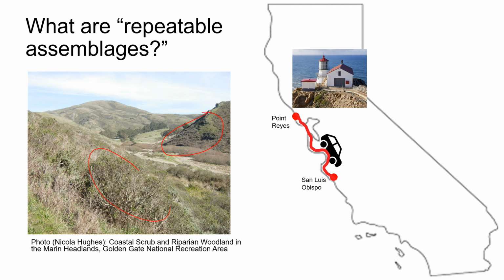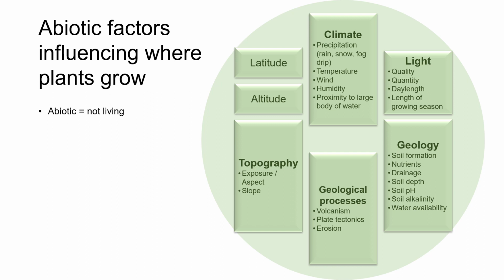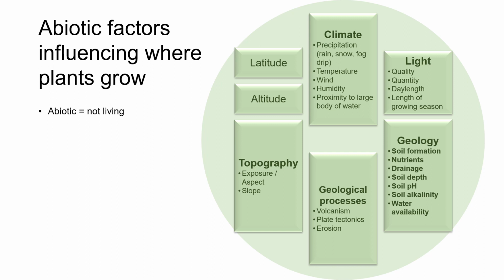Let's take a look now at what abiotic and biotic mean. Abiotic means non-living, and in ecology refers to all of the non-living factors you can see in the diagram here. This diagram actually makes them look very simple, but in reality there are a multitude of complex interactions between abiotic factors which result in different types of habitat for plants. For example, volcanism and tectonic activity influence topography and geology, which in turn influence soil properties such as pH, alkalinity, nutrient content, and drainage and soil depth.